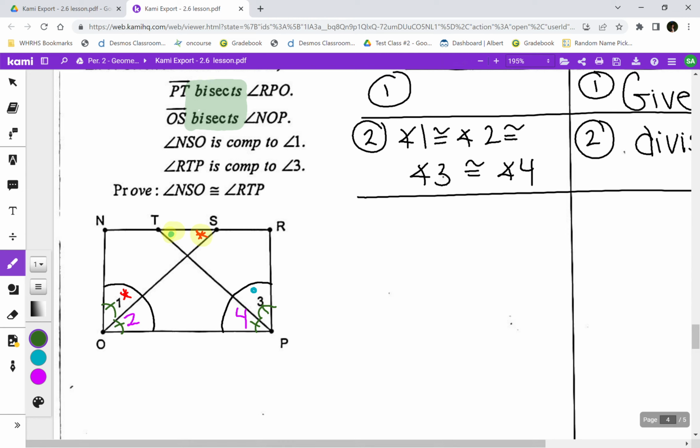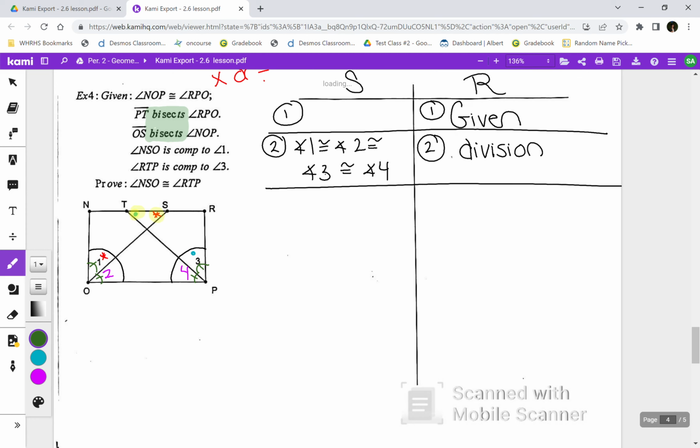Angle 1's congruent to angle 3 by division. And then 1 is a complement to this star, and 3 is a complement to this dot. Julia. Excellent. Complements of congruent angles are congruent. So now we can go ahead and we can say angle NSO is congruent to angle RTP. Complements of congruent angles are congruent.